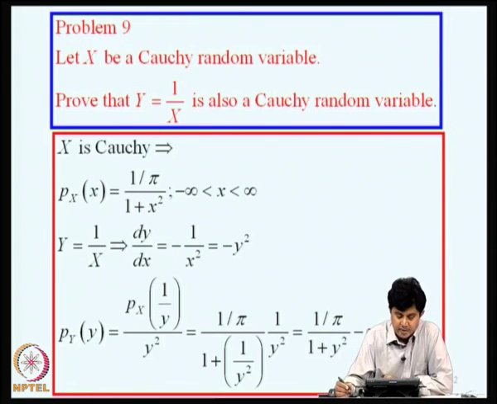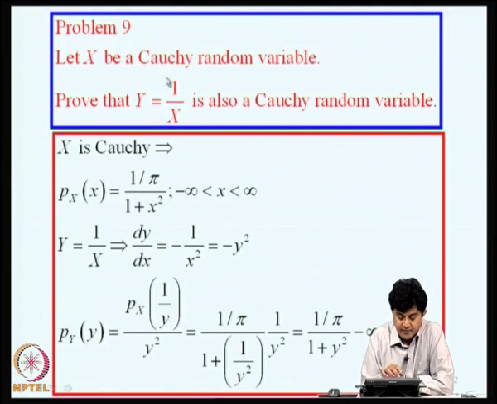In our discussion we came across Cauchy random variables, and one of the properties that a Cauchy random variable satisfies is that if x is a Cauchy random variable, 1 by x is also a Cauchy random variable. So, how do we prove this? x is Cauchy means the probability density function is 1 by pi divided by 1 plus x square, where x takes values from minus infinity to plus infinity.